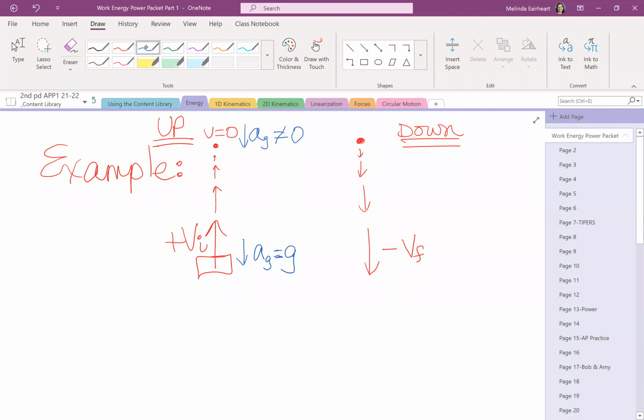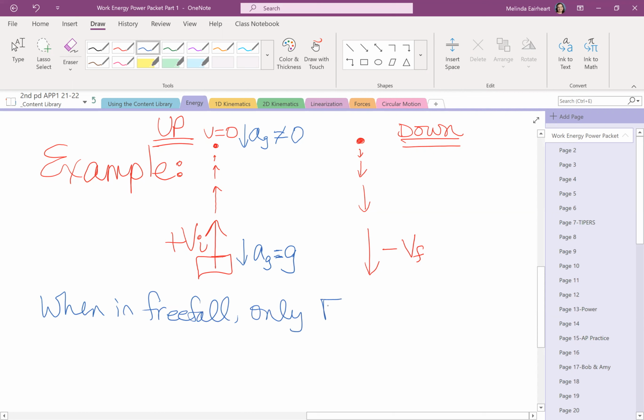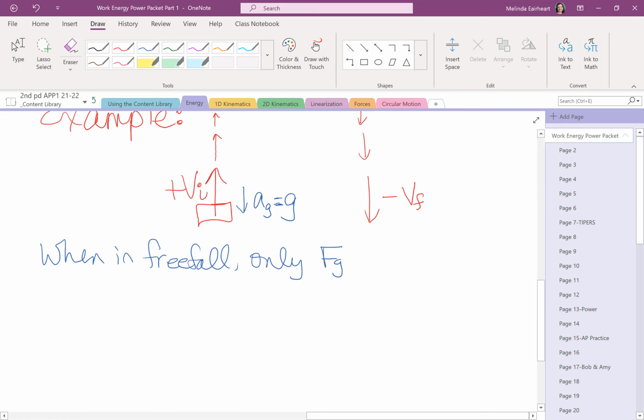Force diagram. And I should caveat when it's in free fall. So when in free fall, it's only FG. Up, down doesn't matter to force diagrams, right? They're not motion diagrams. That's different. And so the whole time, we've just got the force of gravity down.